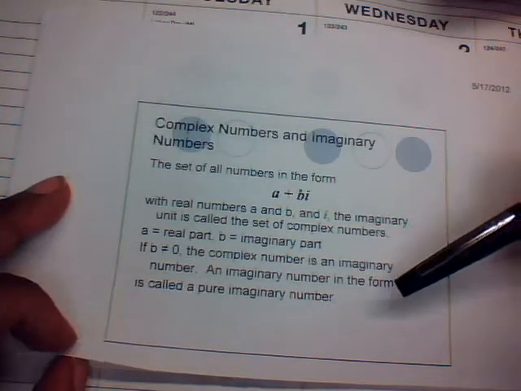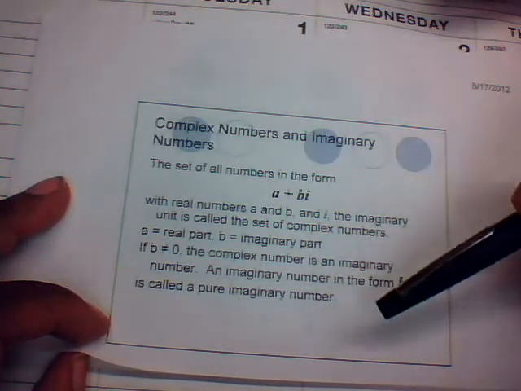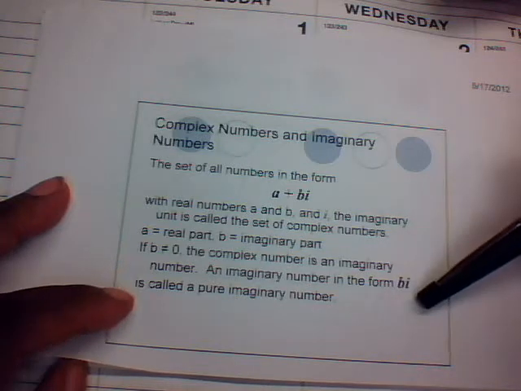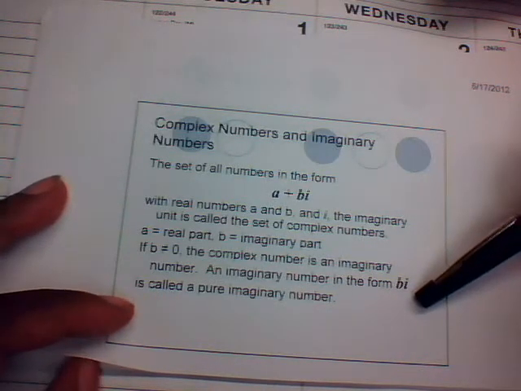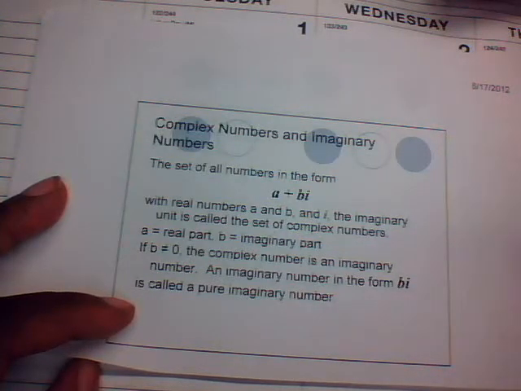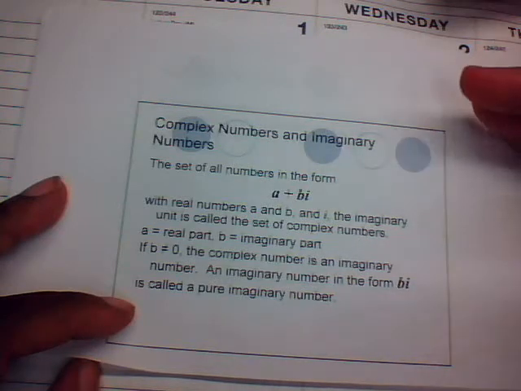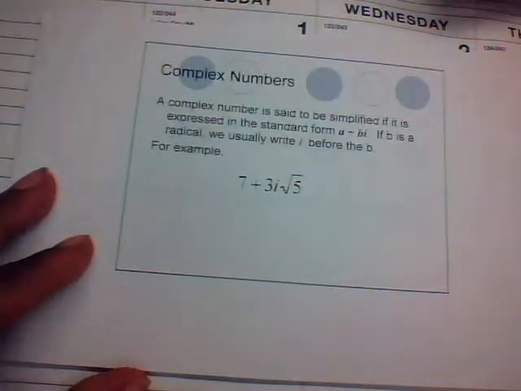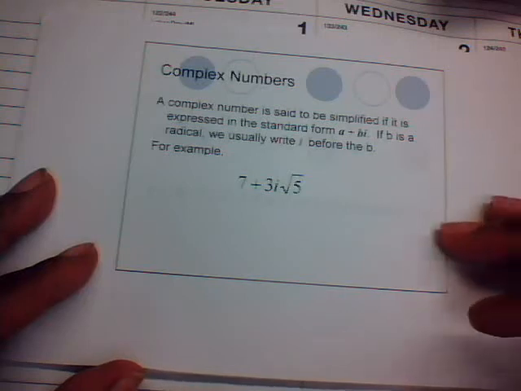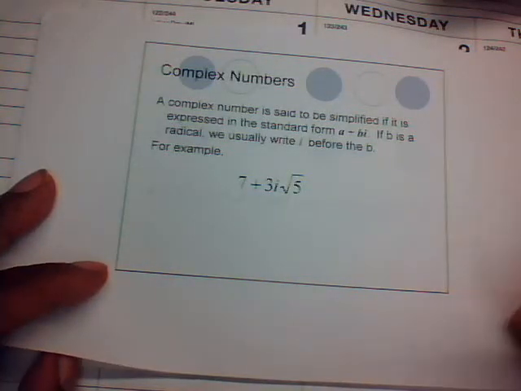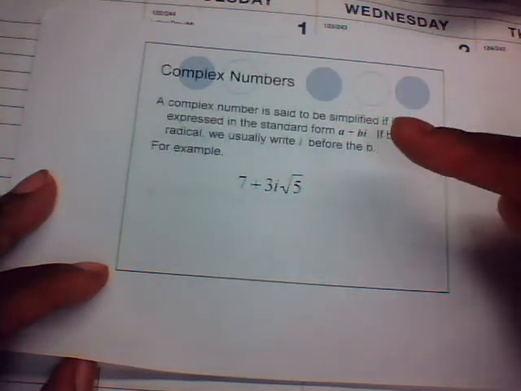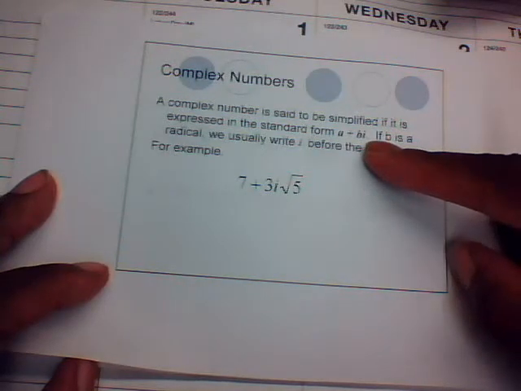Now, if b is not equal to 0, the complex number is an imaginary number. And any imaginary number in the form of just bi is called a pure imaginary number. Like 5i would be a pure imaginary number, because there's no real number added to the imaginary part. A complex number is said to be simplified if it's expressed in standard form, a plus bi. So a plus bi is the standard form for complex numbers.